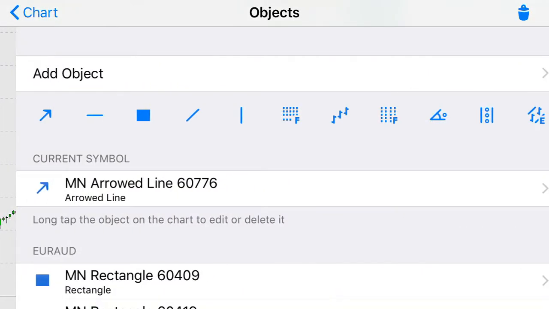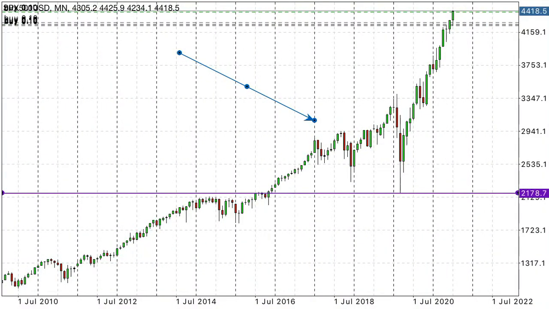And another reason why we're on an uptrend, if you can check the current price, which is at 4418, is still above the swing low on a monthly time frame, which is 2178. So it means that we are still on an uptrend.